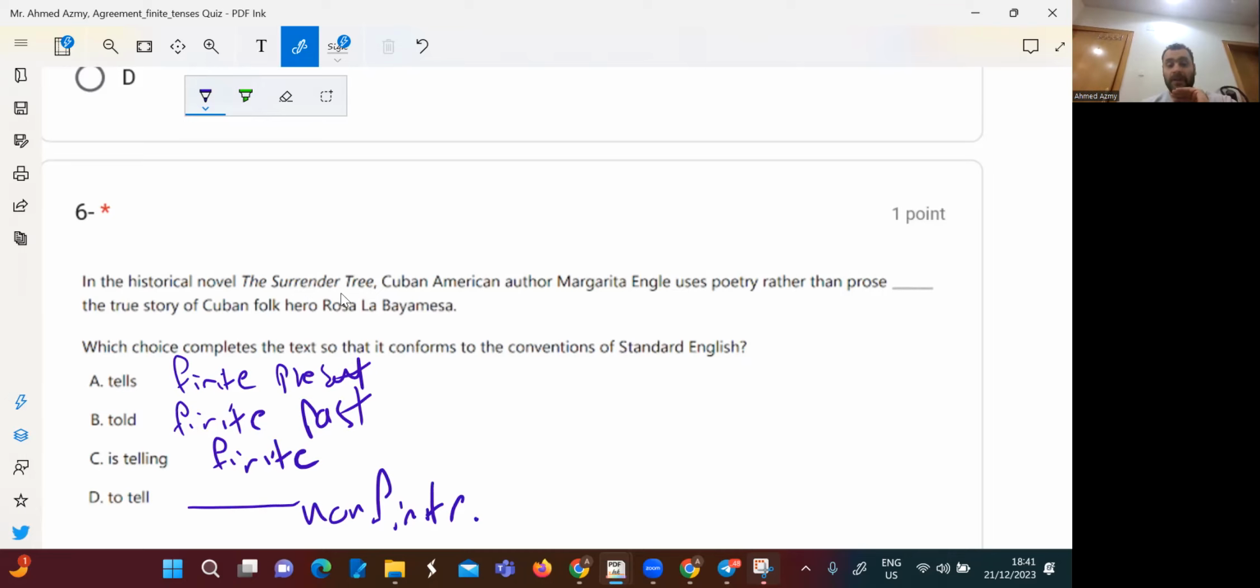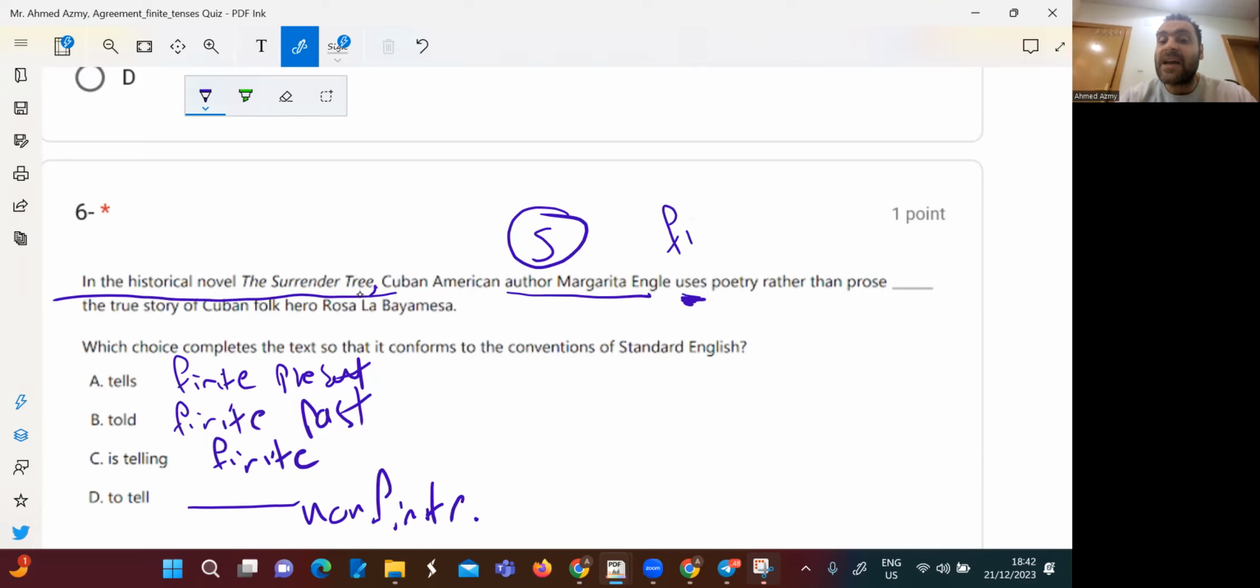In the history novel, all of this is introductory. Yes, it's a prepositional phrase working as an introductory phrase. So where is the subject? The author, yes, this is the subject. Where is the verb? It has a verb here, and it's finite. So what do I need here? Non-finite. If there were an and here, I would have chosen two finite verbs, but I don't have it, and the subject already has a finite verb, so I need a non-finite.